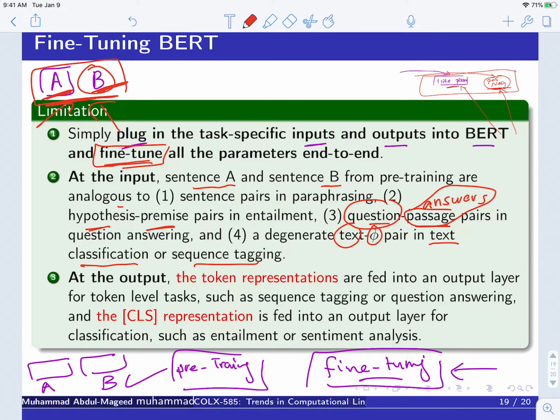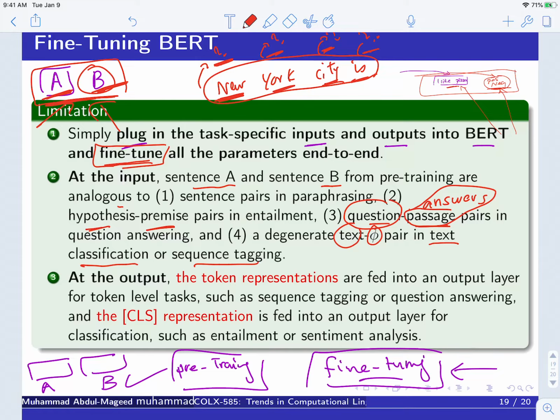Let's say that I was doing a task like sequence tagging, like named entity recognition. Again, something like New York City is, right? What is the tag for this, right? So we're always asking. So this part is going to be analogous to sentence A. The answer to it, or the tag, is analogous to sentence B. Okay? So I hope this is sufficiently clear.